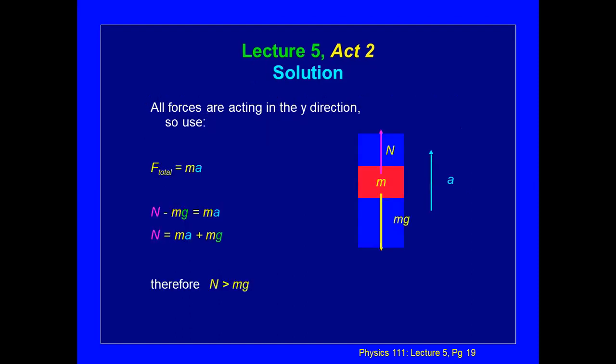Let's reveal the answer. All forces are acting in the y direction, so use F total is equal to mass times acceleration. N minus mg is equal to ma. N is equal to ma plus mg, thus increasing the amount of your normal force. Therefore, your normal force is greater than the weight, or mass times gravity.